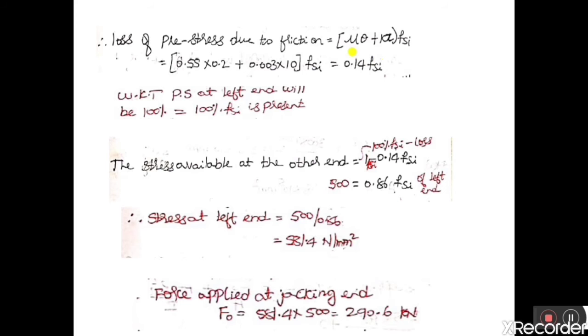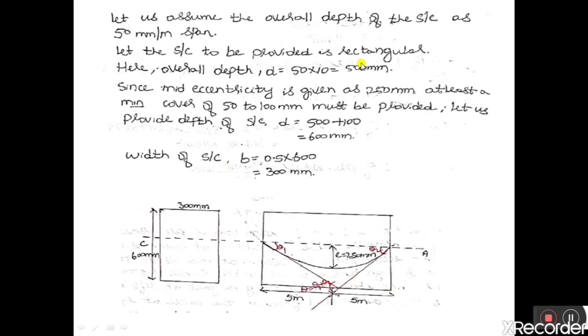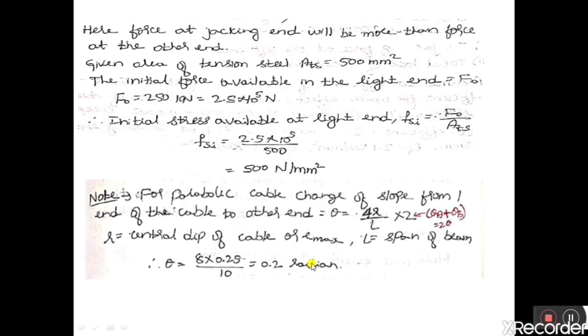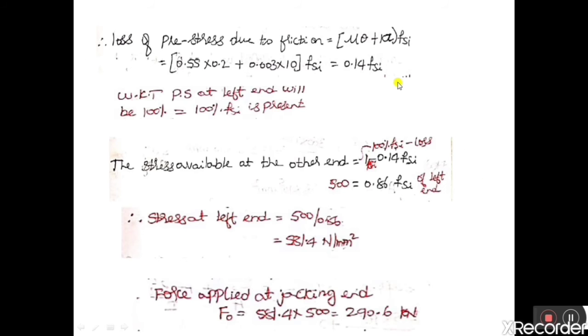So this is the friction loss occurring when the force travels from this end to this end. When the force has moved from this end to this end, the loss is 0.14 Fsi.